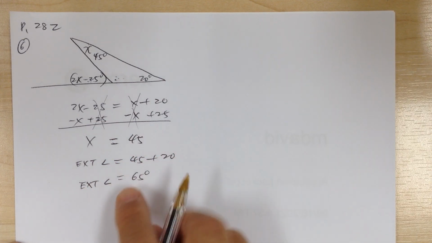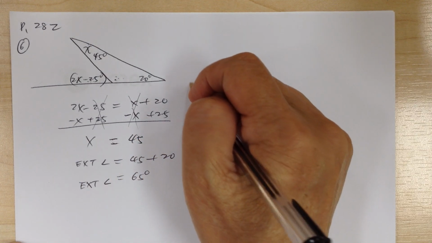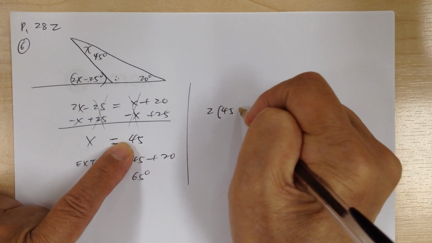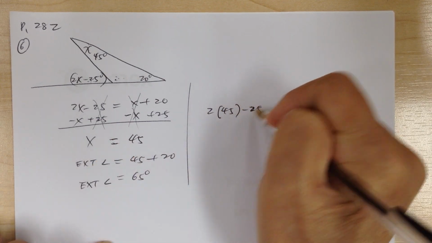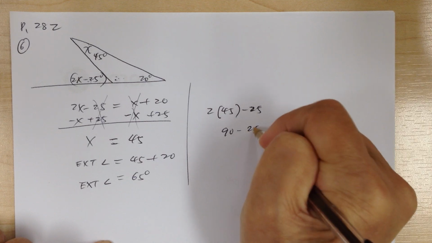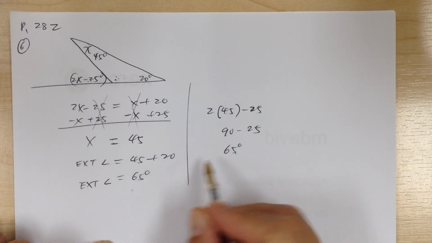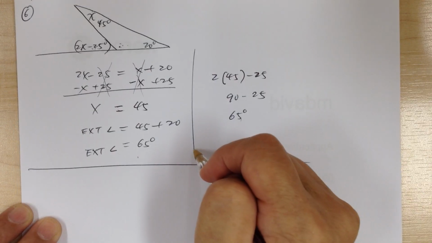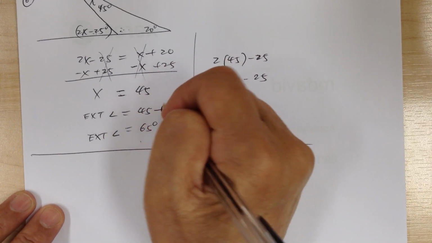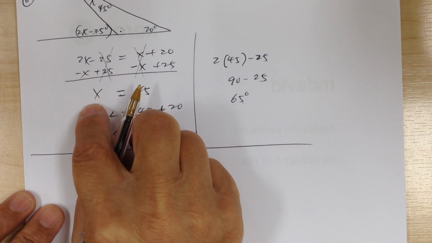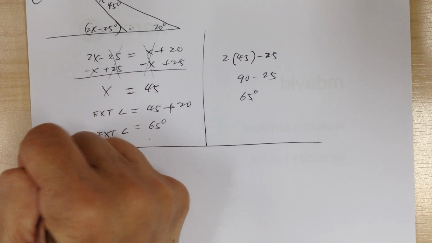Or if you were to substitute in here, you have 2 times 45 minus 25. So you got 90 minus 25, and you're going to get 65 degrees. Either way, you should come up with the same answer. But make sure you read the question carefully. Don't just find the x and box that, because it does not ask you for the x. It asks you to find the exterior angle.